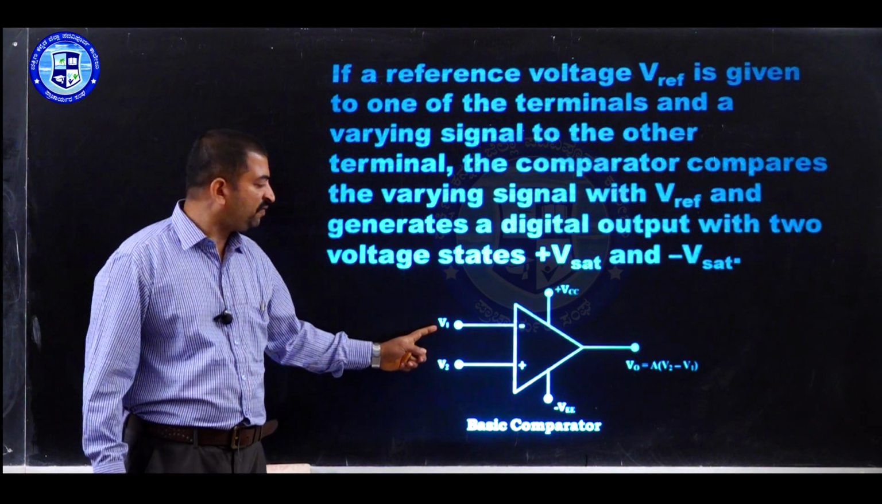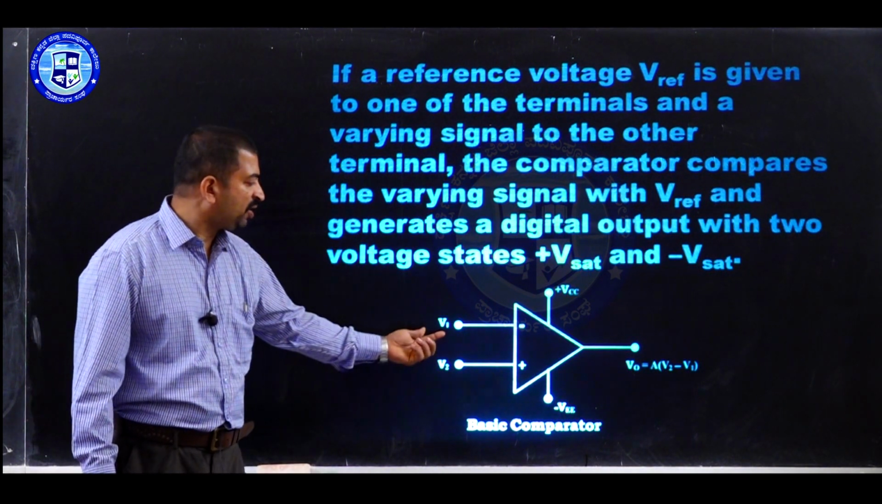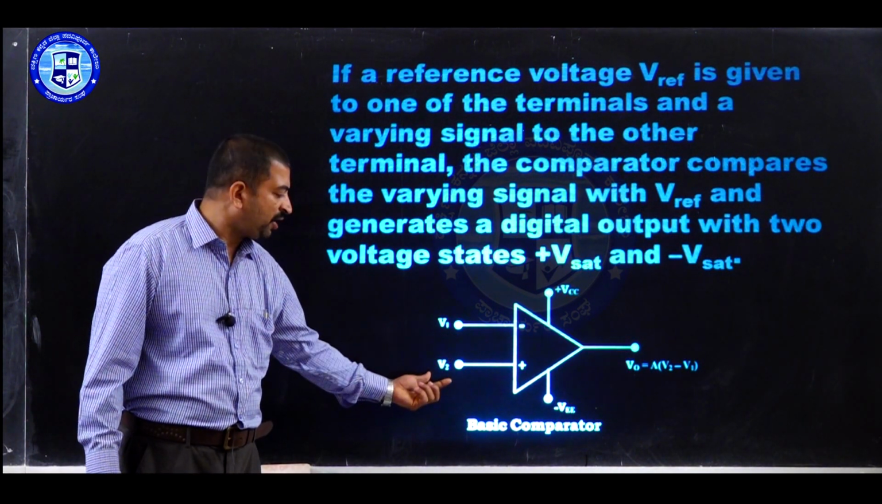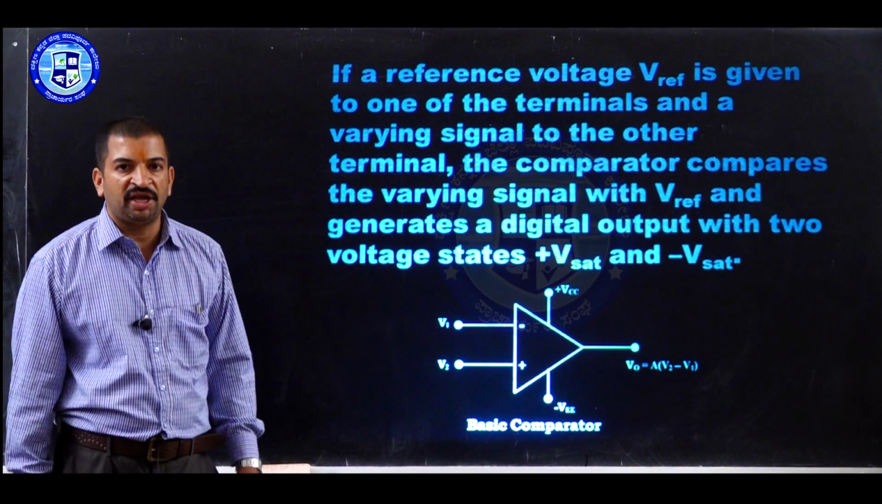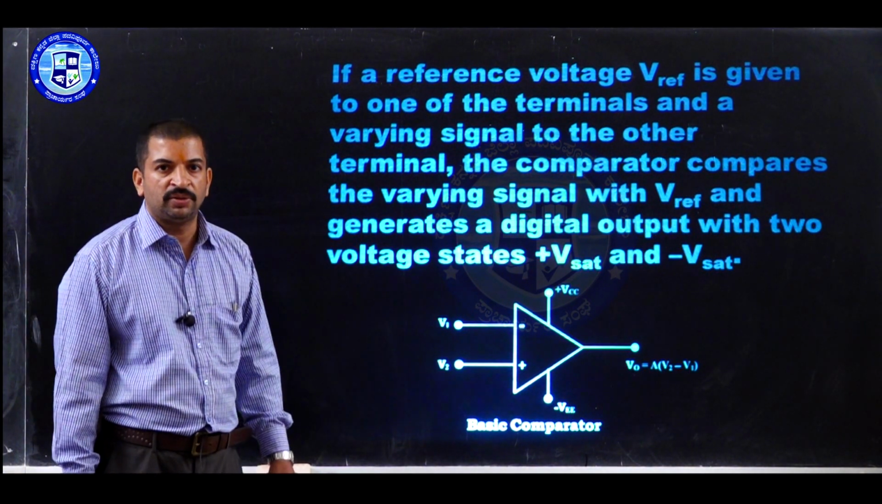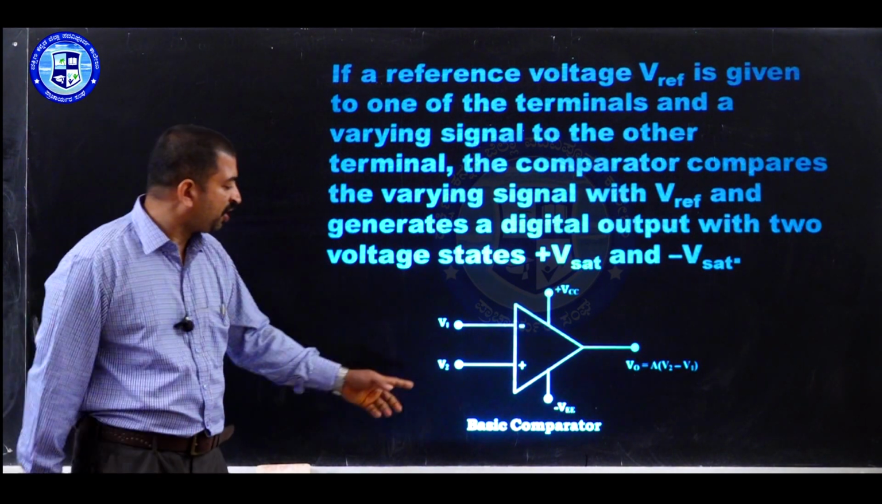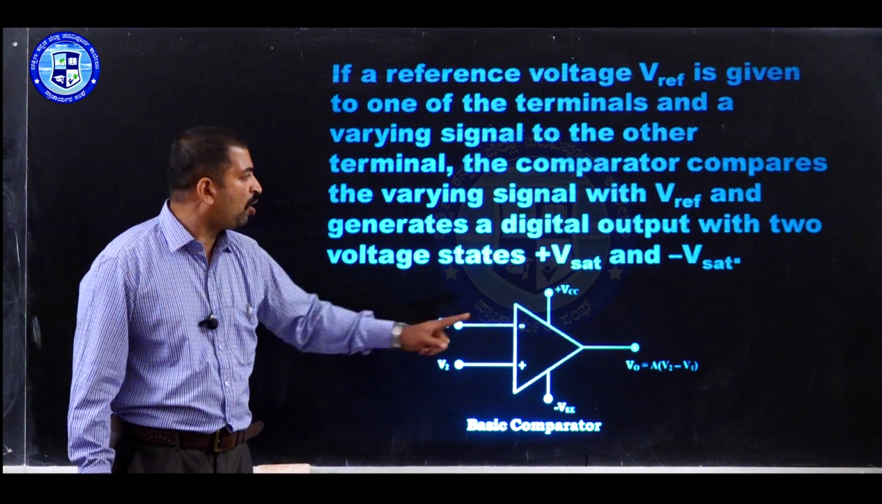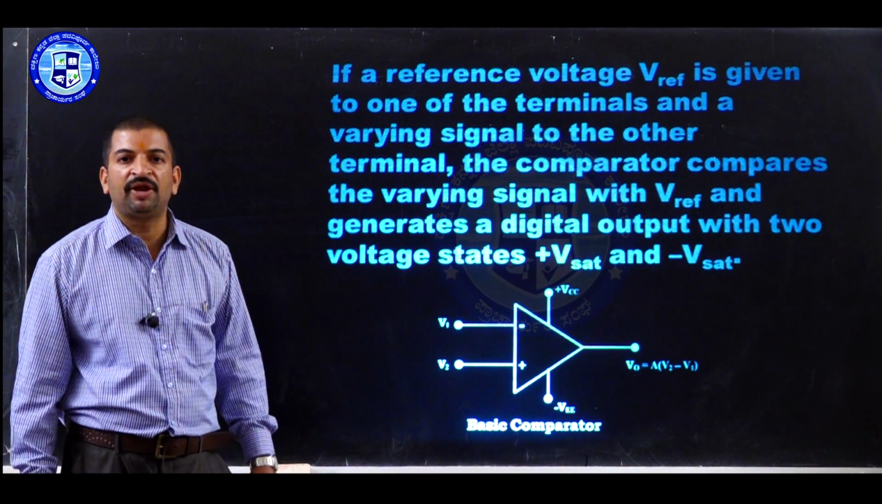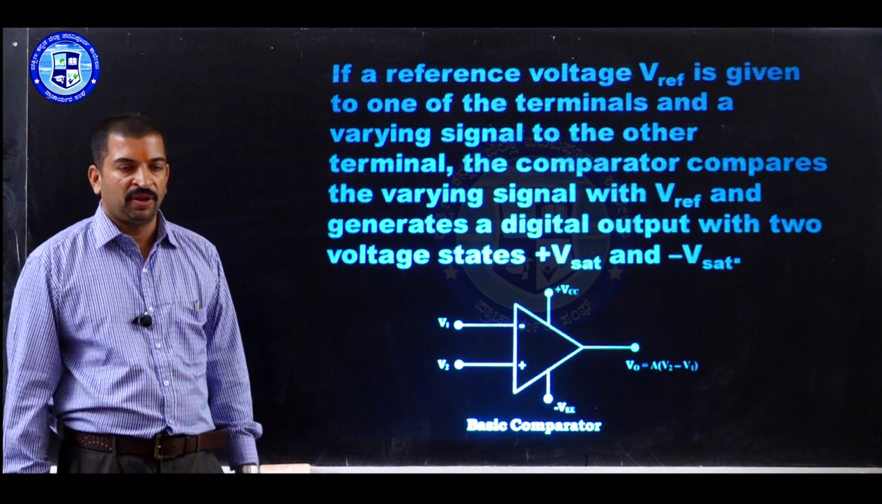Now let us consider V1 is greater than V2. That is, voltage across inverting terminal is greater than the voltage across the non-inverting input terminal. Now the output voltage becomes negative. Since the voltage across inverting terminal is greater than the voltage across the non-inverting terminal, the output voltage becomes negative, or the output voltage is at minus V saturation.